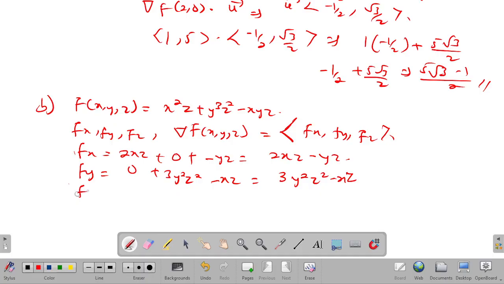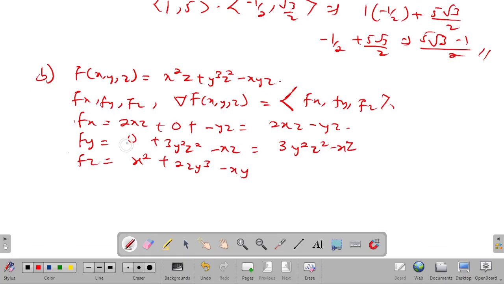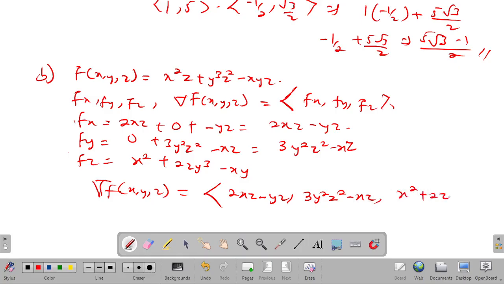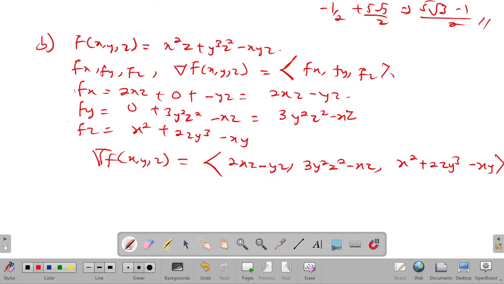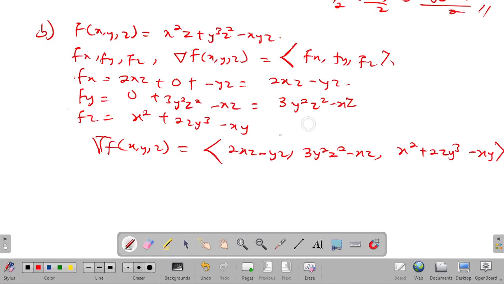Then finally, our fz, right? The first one will give us x squared as our answer, because z is only 1. There is z here, so you get plus 2zy cubed and minus xy as our answer. Therefore, our gradient function can be seen as this: the gradient of f of x, y, z is (2xz minus yz, 3y squared z squared minus xz, x squared plus 2zy cubed minus xy). Nicely.